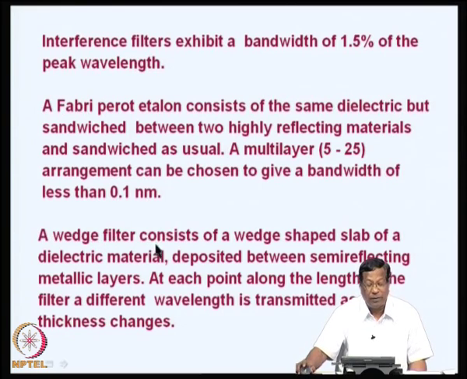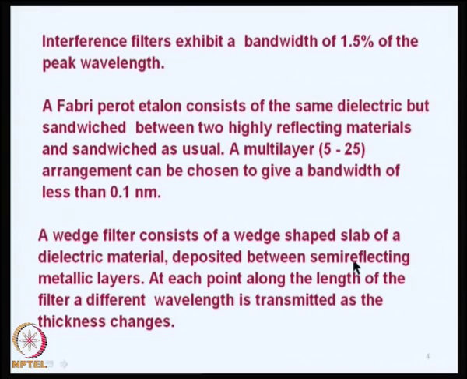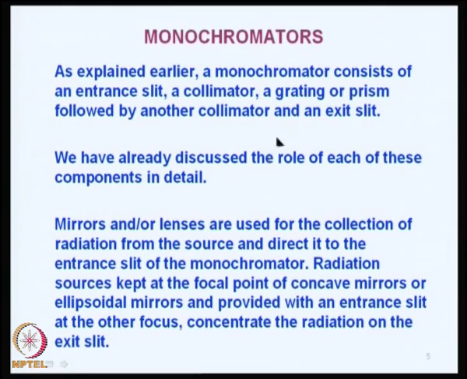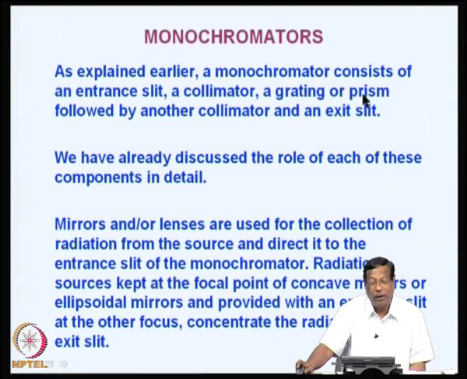Another possibility is to use a wedge filter consisting of a wedge shaped slab of a dielectric material deposited between semi reflecting metallic layers. At each point along the length of the filter, a different wavelength is transmitted as the thickness changes. So, you can have different kinds of wavelengths for your requirement. Now, let us discuss about monochromators. Now, what is a monochromator? I have explained to you earlier. A monochromator is a system, an optic system. It consists of an entrance slit, a collimator, a grating or a prism followed by another collimator and an exit slit.